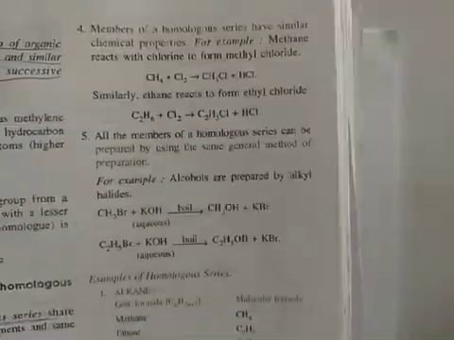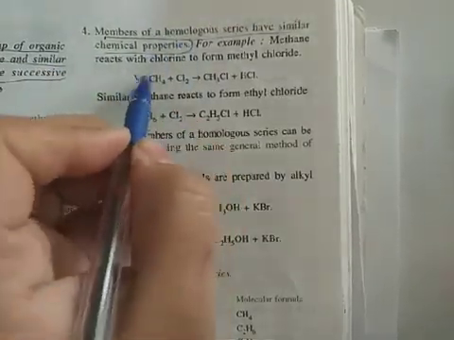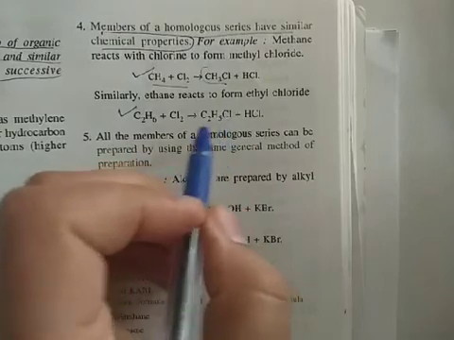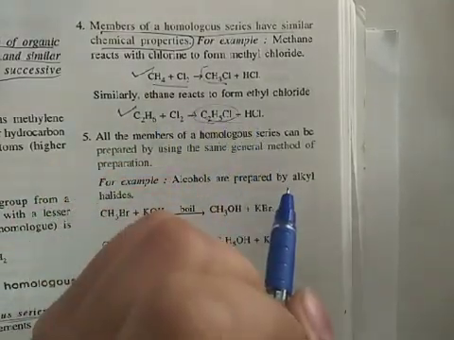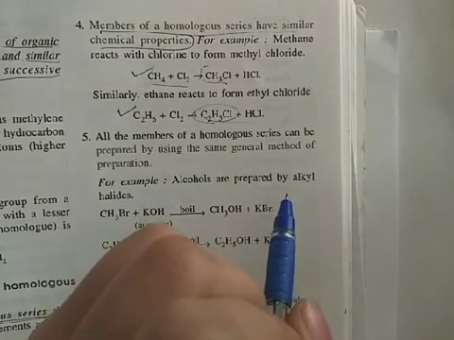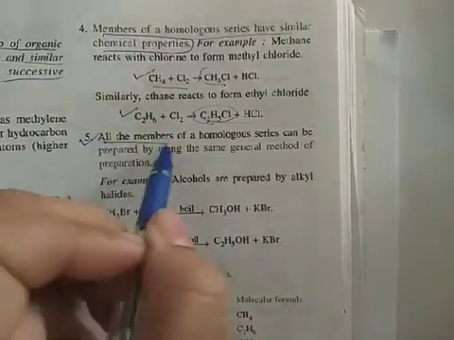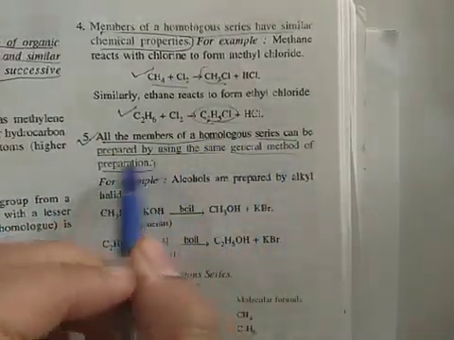Fourth point: members of a homologous series have similar chemical properties. You have to write these equations also, like CH4 reacts with chlorine to give CH3Cl plus HCl. It is also reacting with chlorine to give C2H5Cl plus HCl. Correct? So they have the same chemical properties. Fifth point: all the members of a homologous series can be prepared by using some general method of preparation.